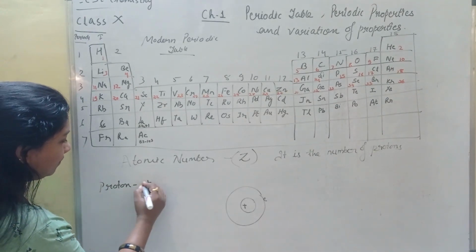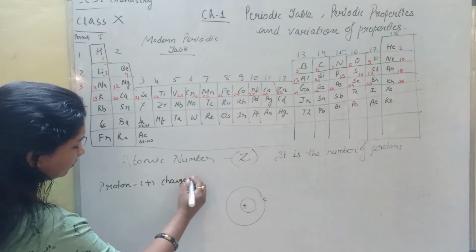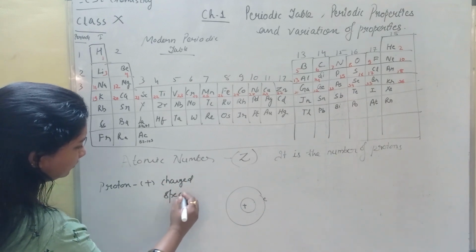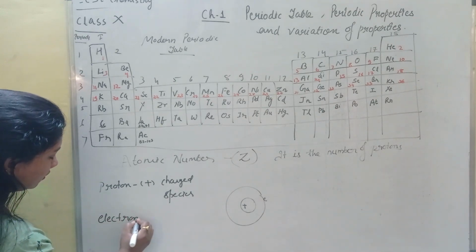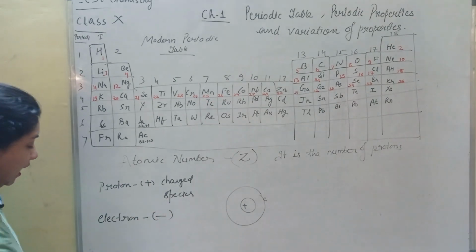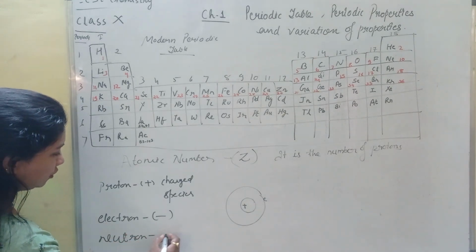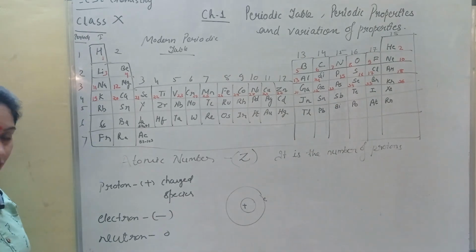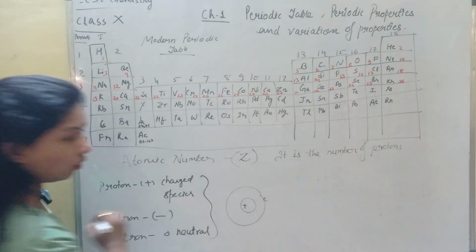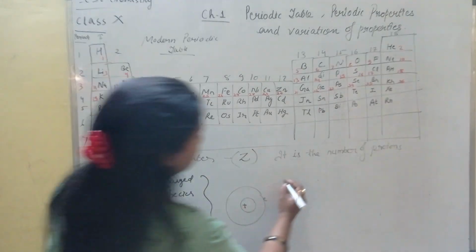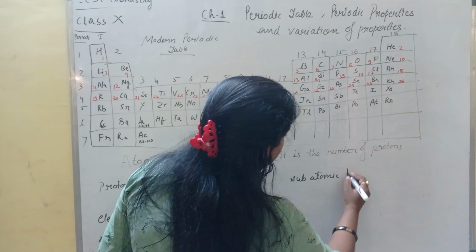Proton is a positively charged species, and electron is a negatively charged species, and neutron is neutral, means no charge, zero charge. This is neutral. And these three are called subatomic particles.